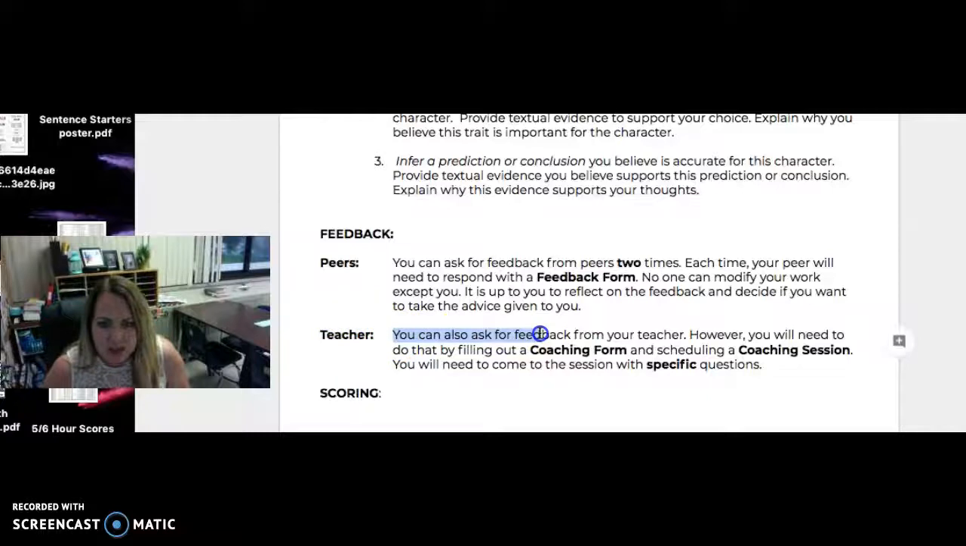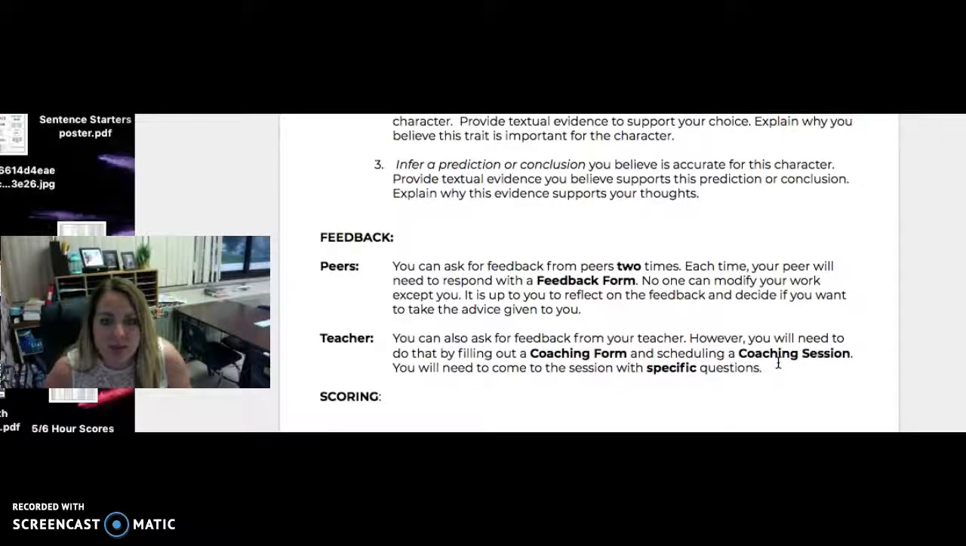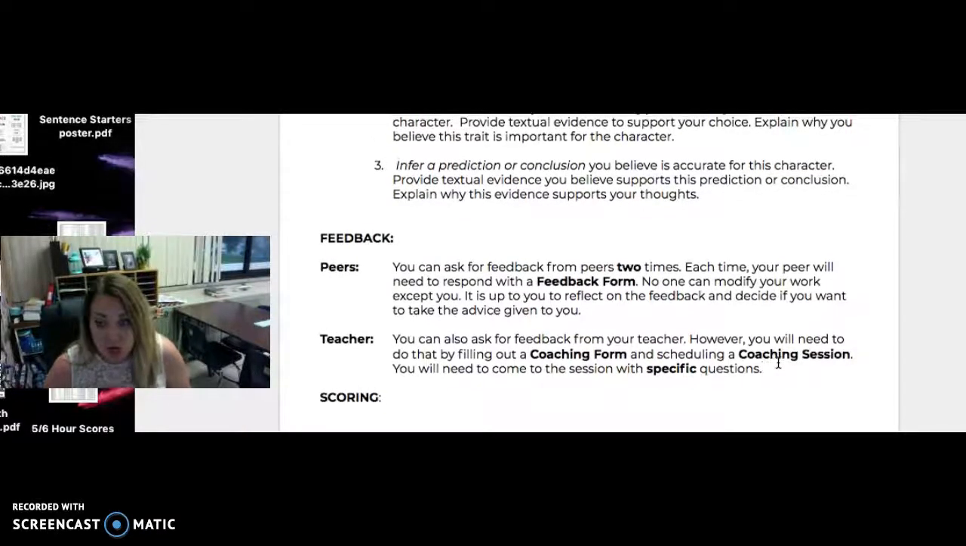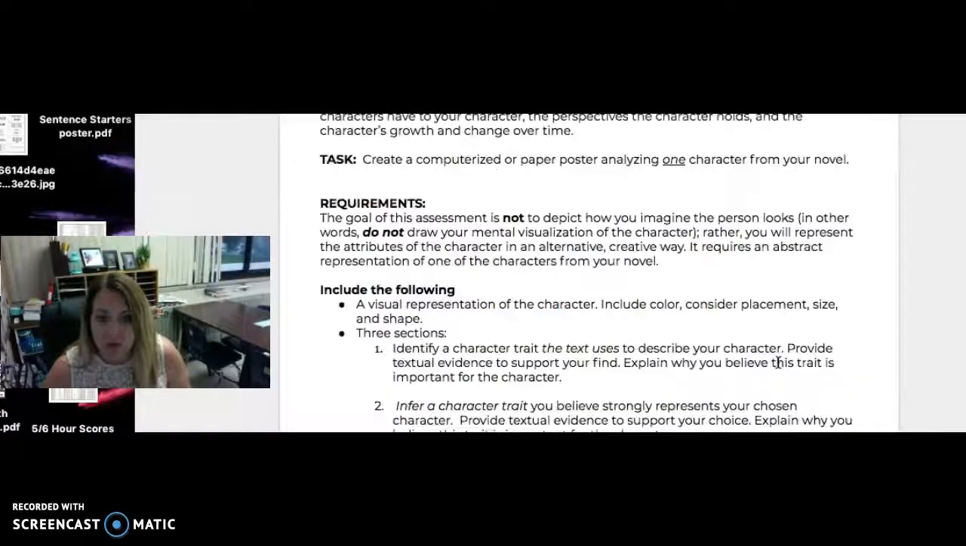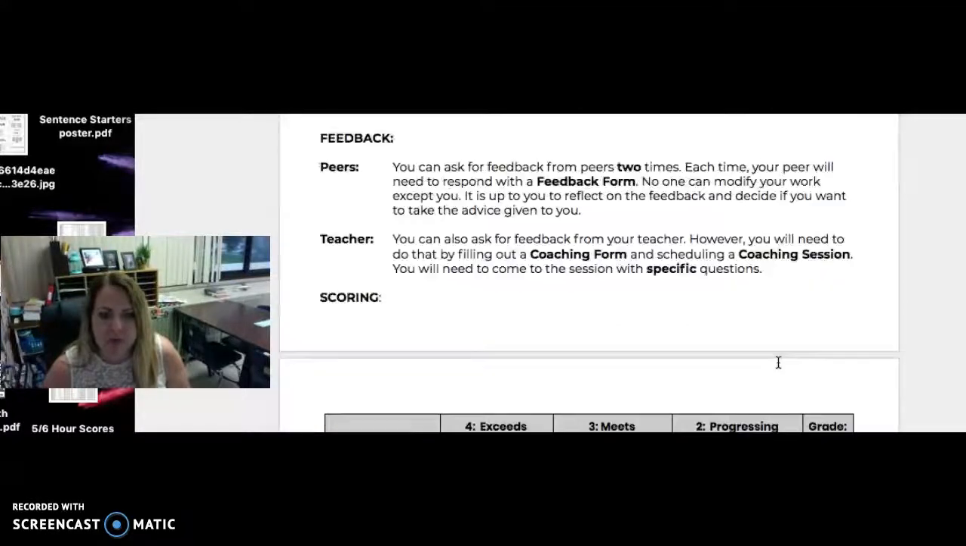You can also ask for feedback from your teacher. However, you will need to do that by filling out a coaching form and scheduling a coaching session. You will need to come to the session with specific questions. Oh yeah, that's because Mrs. Powers doesn't want us to just show up and say, oh, I don't know what I'm supposed to do. Right? We need to have specific questions like, what does a prediction or conclusion mean? Or real questions that we've thought through, right?